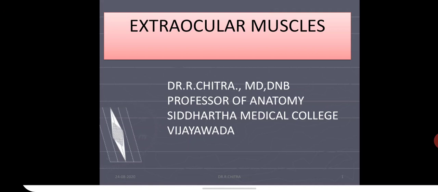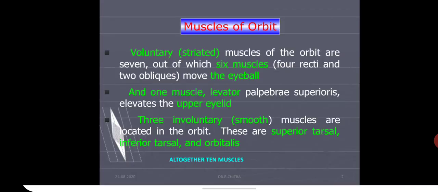So now we will move on to the extraocular muscles. The name itself tells there is another group of muscles, the intraocular muscles. Do you know the intraocular muscles? Before we start with the extraocular muscles: inside the eyeball, the smooth muscles sphincter pupillae, dilator pupillae, and ciliaris are the intraocular muscles. These extraocular muscles are present in the bony orbit, outside the eyeball. So they are the muscles of the orbit.